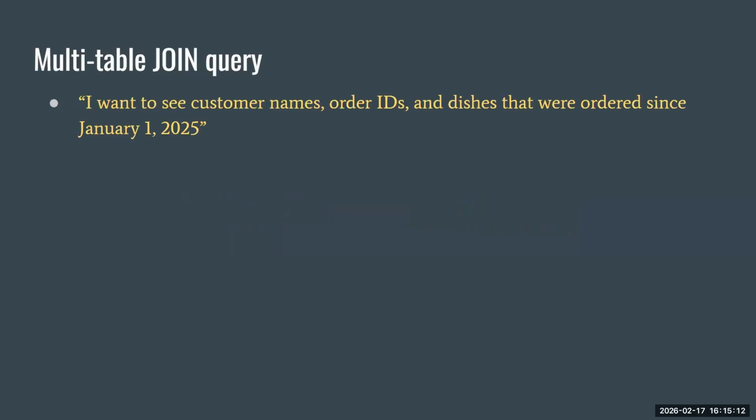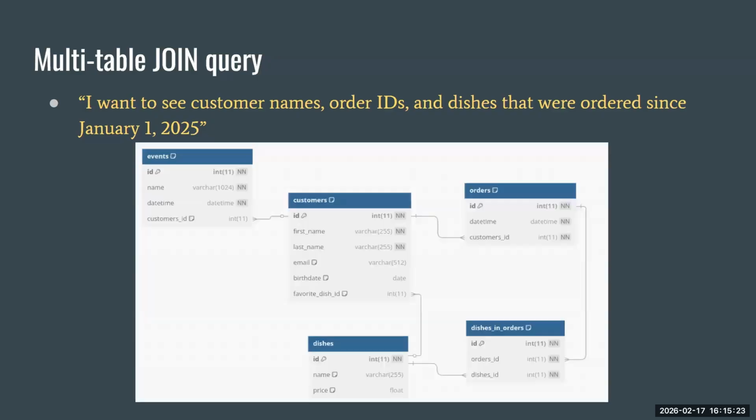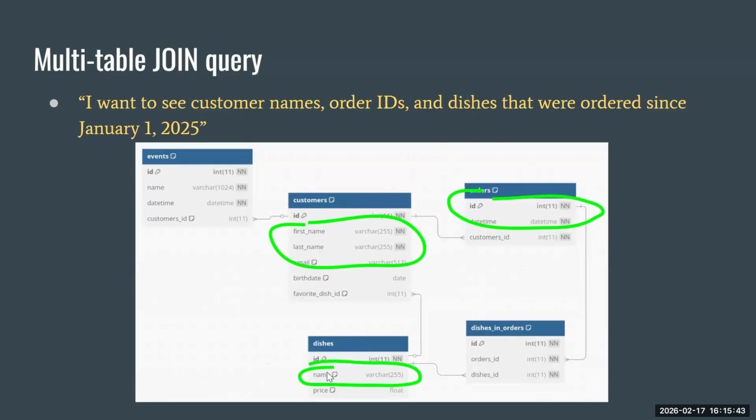All right. Let's say I want a report. I want to see customers' names, order IDs, and dishes that were ordered since January 1st, 2025. All right, let's pull up our favorite entity relationship diagram. So customer names are going to come from the customers table. Order IDs are going to come from the orders table. And finally, the names of dishes, I should have put names of dishes, will come from the dishes table. So we have to write a query that will produce a two-dimensional report with this information in it.